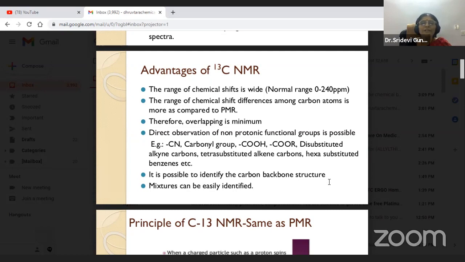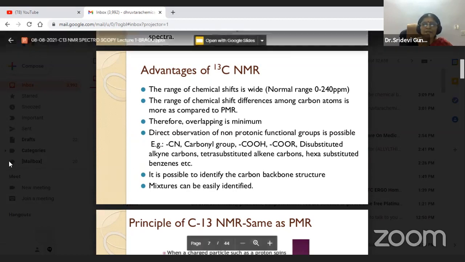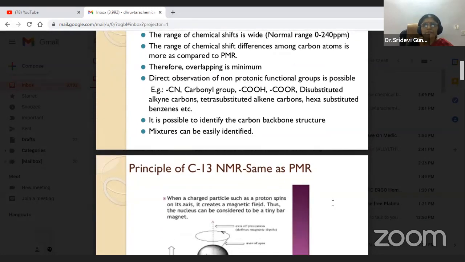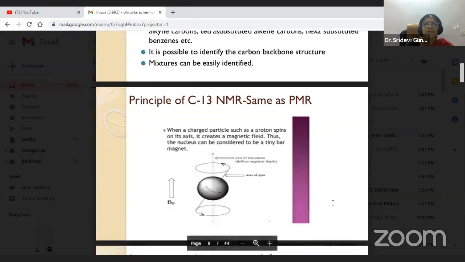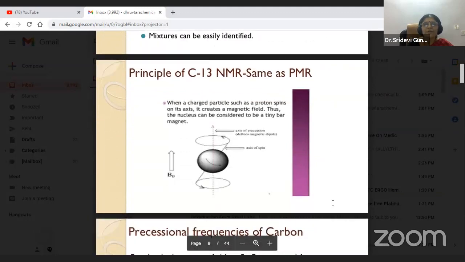So it's possible to identify the carbon backbone structure, and even mixtures can be identified easily, because the spectrum is simplified. Different carbons will give you different signals, even in mixtures, since chemical shifts are different. Therefore you'll be getting simplified spectra, in which you can identify the mixtures easily. We will be learning about it with suitable examples later.